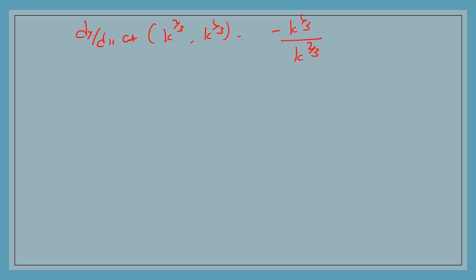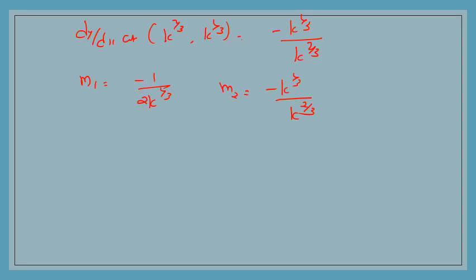You know the two curves cut at right angle. So what is our m1? m1 is 1 by 2 k raised to 1 by 3 and m2 is what? Minus k raised to 1 by 3 by k raised to 2 by 3.